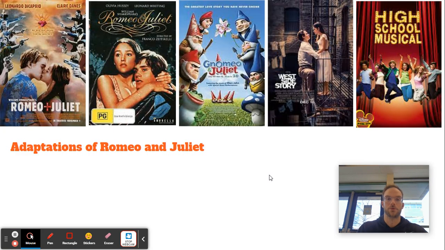So, for example, Romeo and Juliet has been adapted a million times, more even than the 5 that I put up here. There's so many adaptations of it. Some things you might not even realize are an adaptation of it, but they have the same themes and the same basic idea. And so what did these adaptations do to help their audience see the play in a new way?